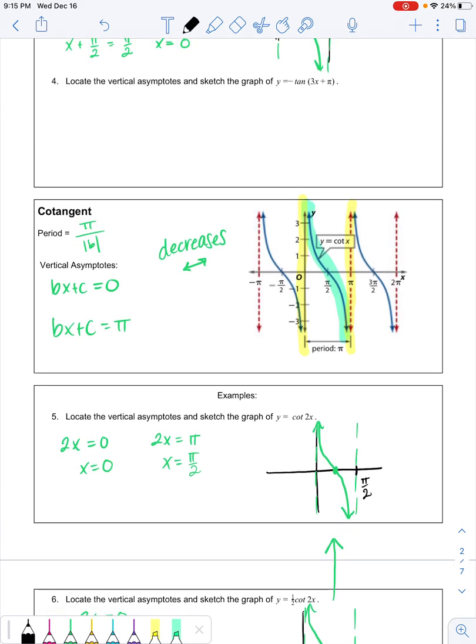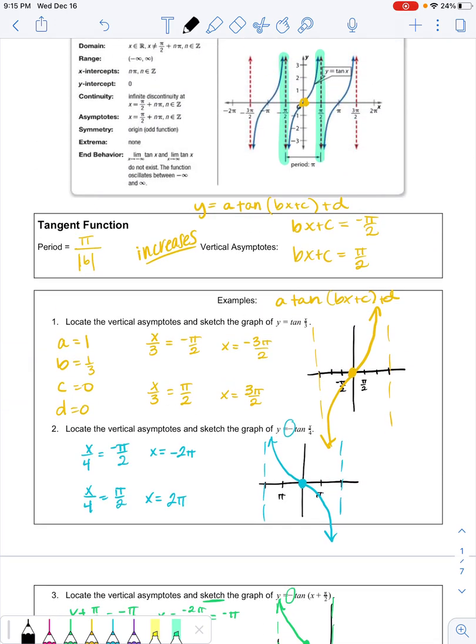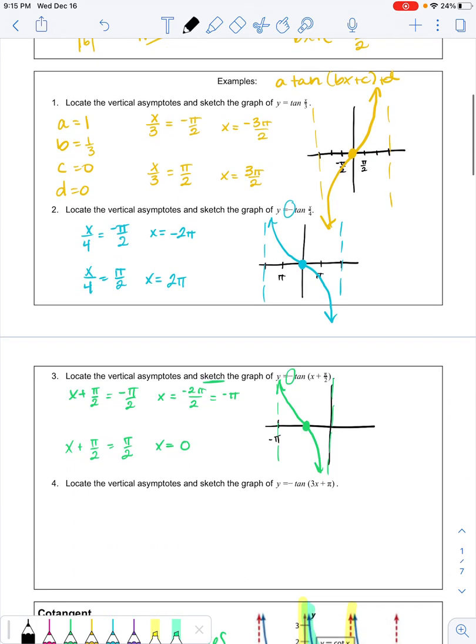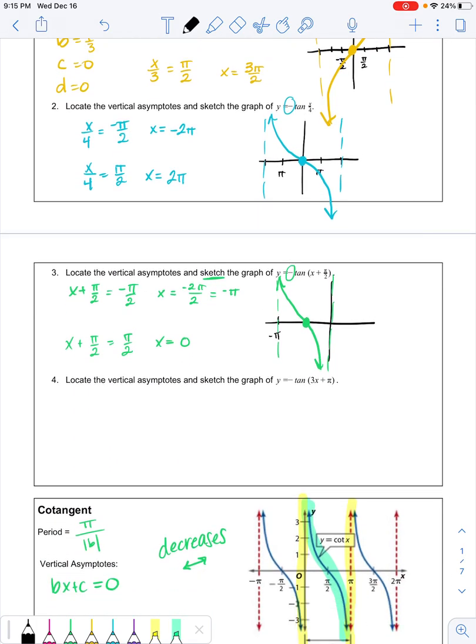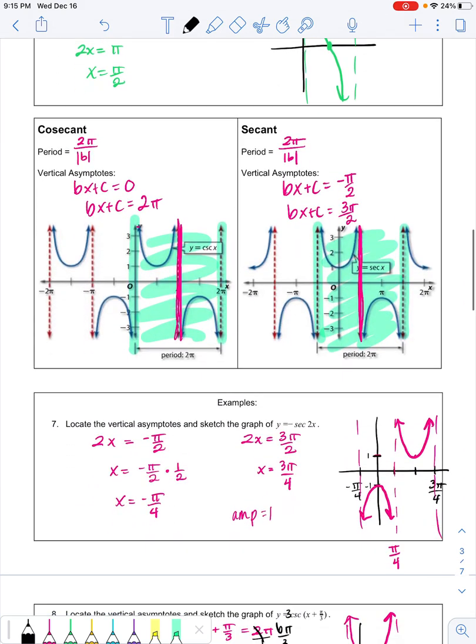Memorize that the cotangent, you'll find those asymptotes by using 0 and pi. It decreases from left to right. Tangent increases from left to right, and you're using negative pi over 2 and pi over 2 to find those vertical asymptotes. Recognize with all these graphs you saw in this video that you've only graphed one period of each of them. So taking a look at those distances, you can always replicate more periods either to the left or to the right. All right, thanks.